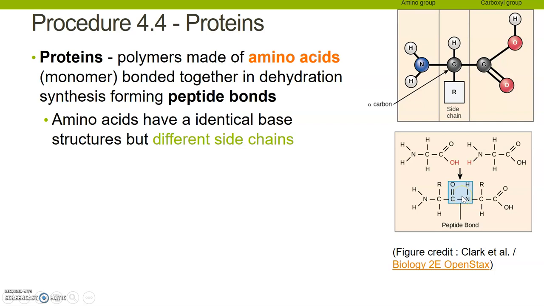It's just a fancy name for a covalent bond found in our proteins. And that is actually what the test we're going to be looking for tests for. It actually looks for this peptide bond, and that is what we'll test for.